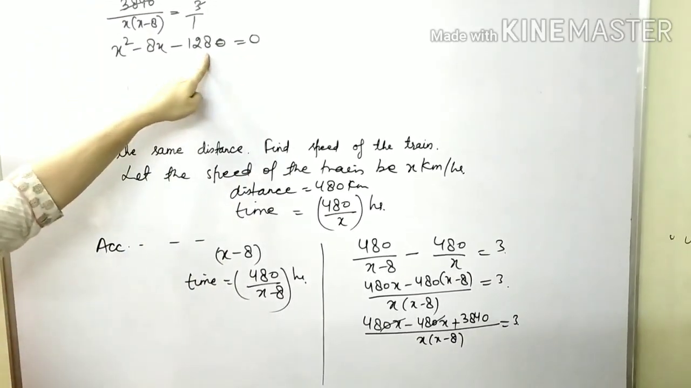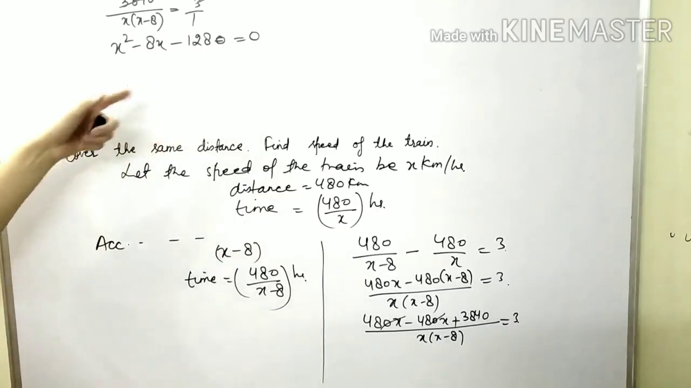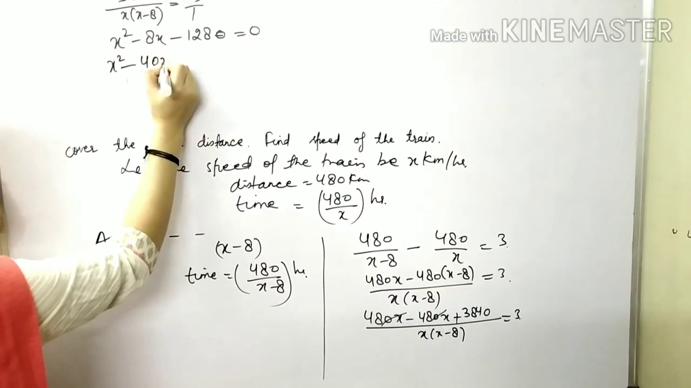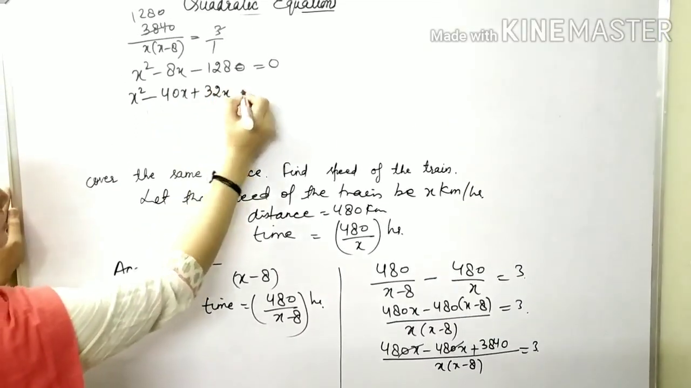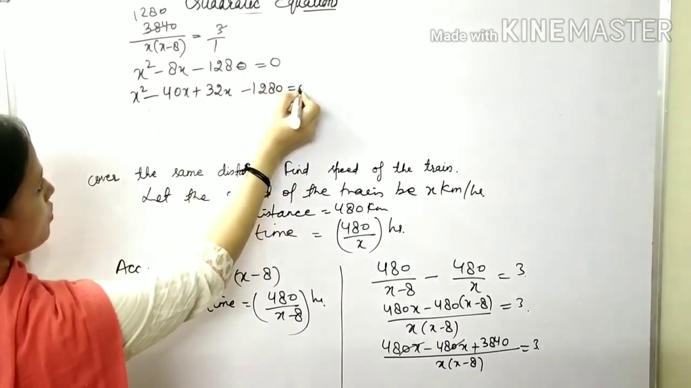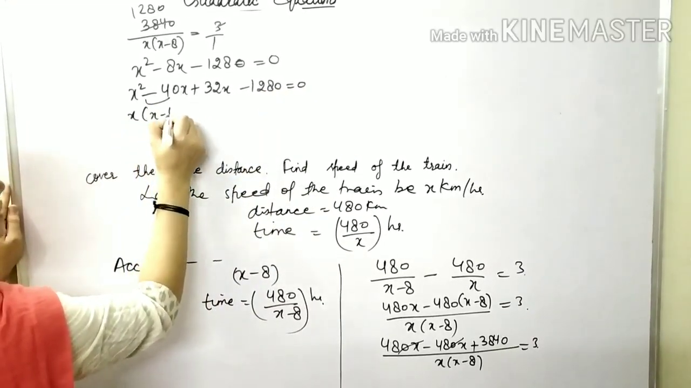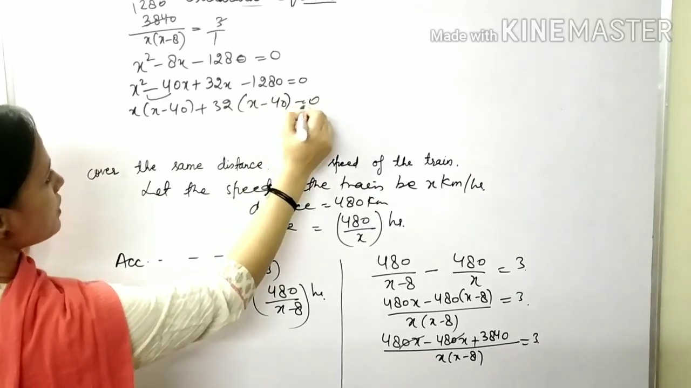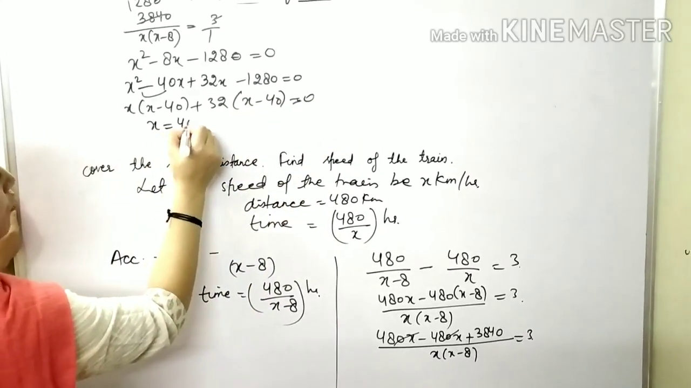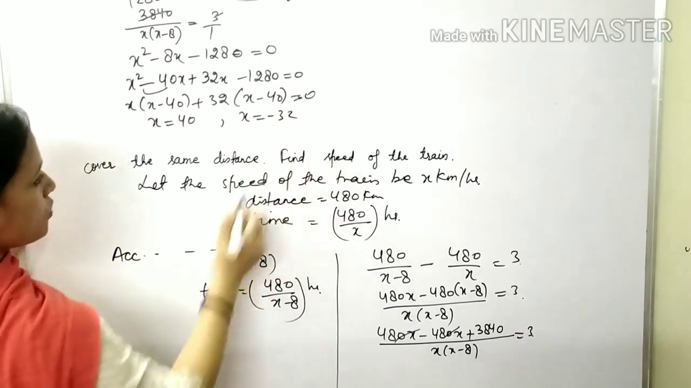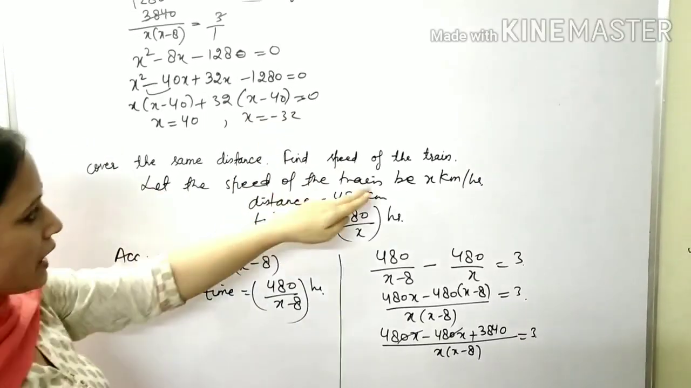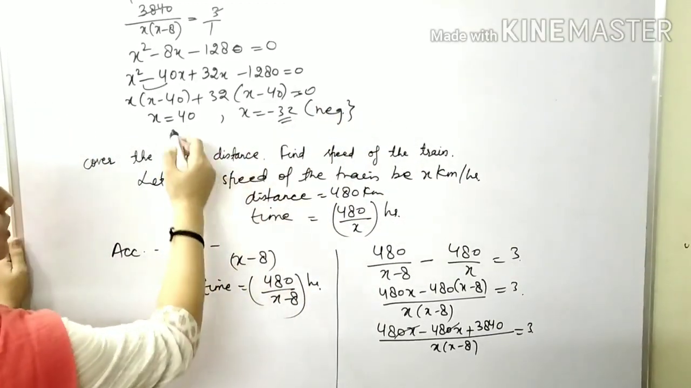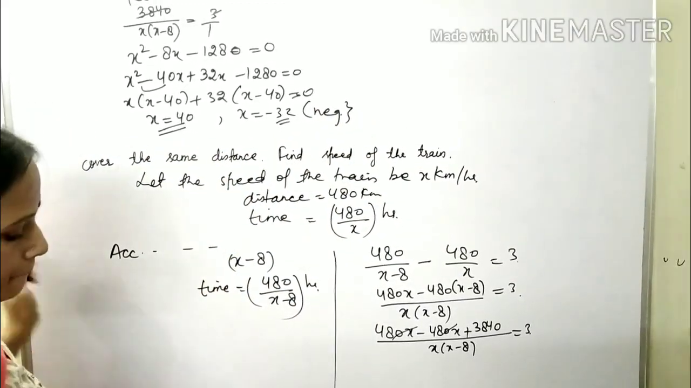So we will find the factors of 1280. We'll get it as x squared minus 40x plus 32x minus 1280 equal to 0. So x is common, x minus 40 plus 32 is common, x minus 40. So we are getting the value of x as x is equal to 40 and x is equal to minus 32. And since we are finding the speed of the train, we can neglect this since it is negative. So speed of the train is 40 km per hour.